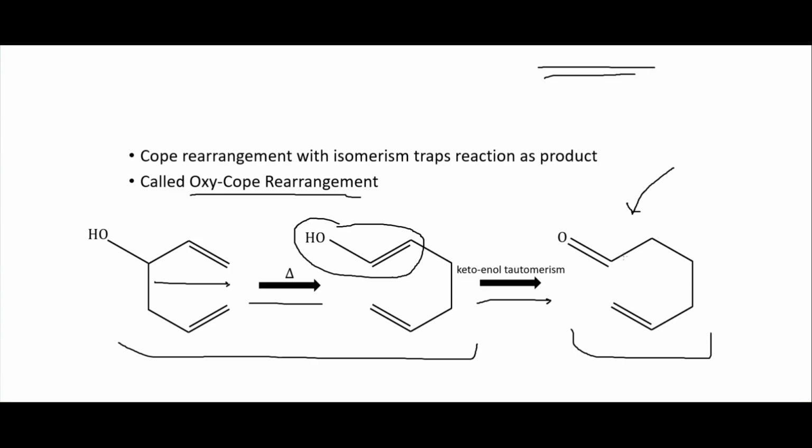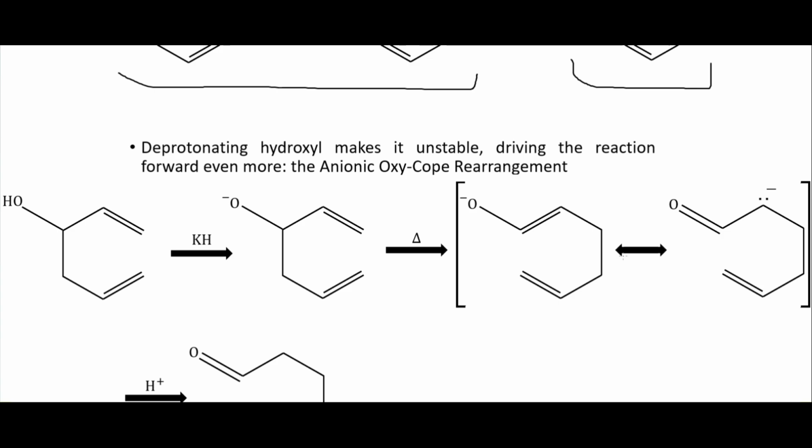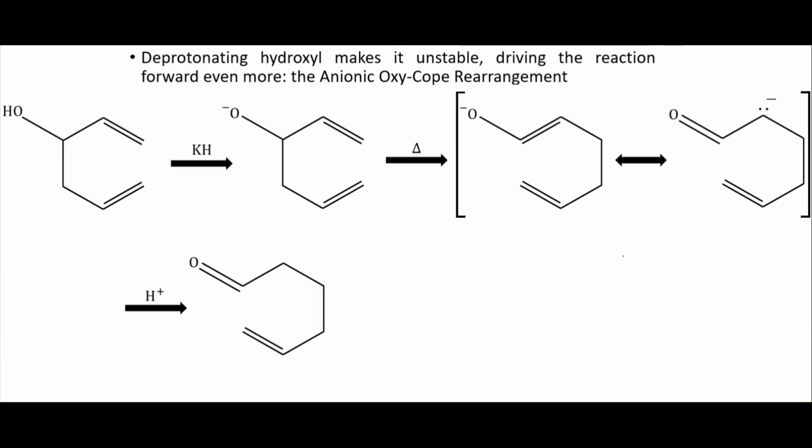We can sort of double up on these effects by doing what's called an anionic oxy-Cope rearrangement. Now what we're doing is deprotonating this alcohol right here so that we end up with this oxyanion right there. We undergo the Cope rearrangement, and now we have this product right here, which is resonance stabilized. This can then get protonated at this carbon, and so then we end up with our aldehyde right here.